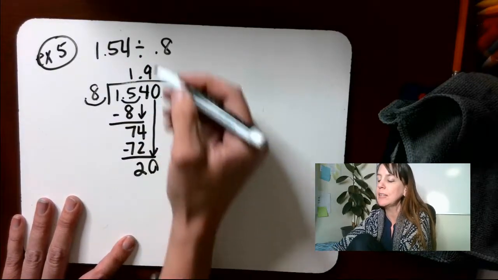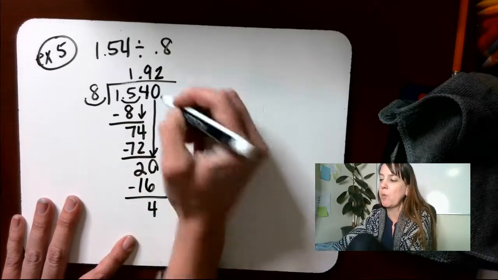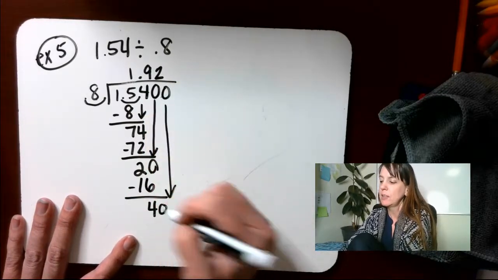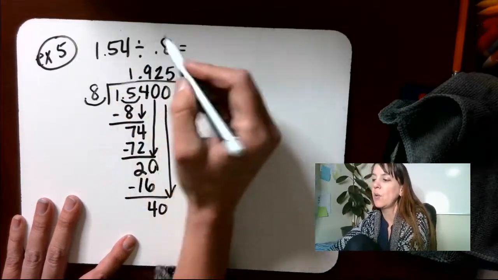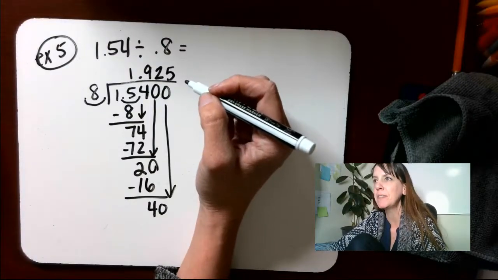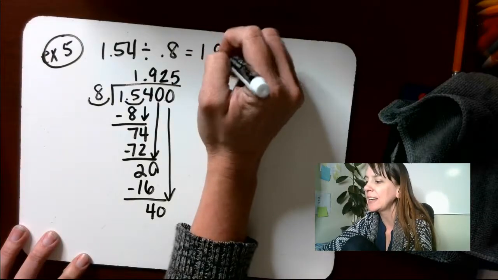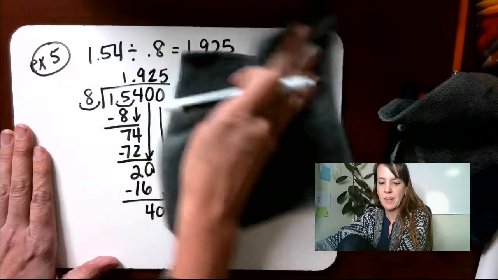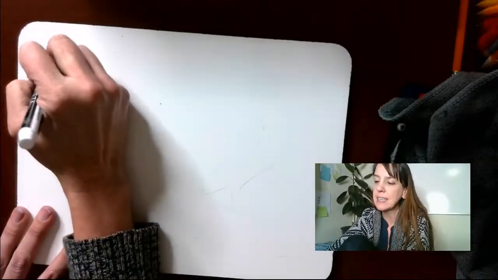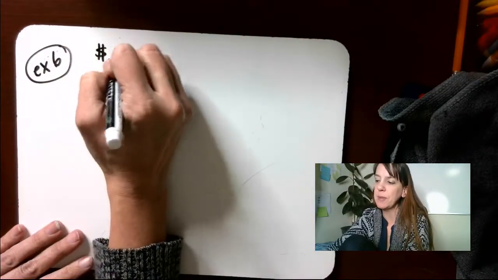8 goes into 20 2 times. 2 times 8 is 16. Subtract, we get 4. Bring down another 0. We get 8 goes into 40 5 times. So 1 and 54 hundredths divided by 8/10 gives me 1 and 925 thousandths. All right.